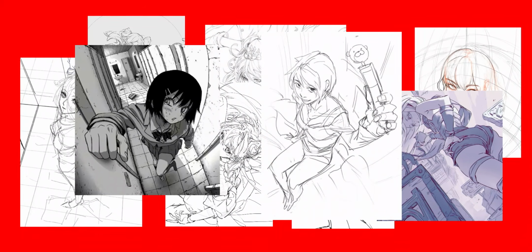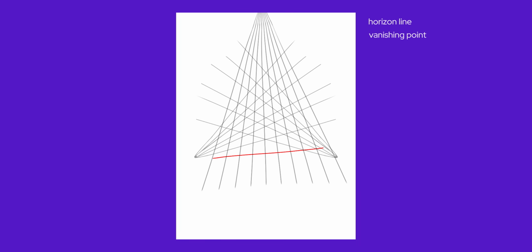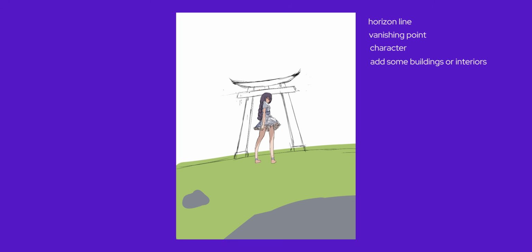By learning those perspectives, you can draw a character in the scene by combining the guidelines with the vanishing point. Start with the horizon line, then the 3-point perspective, and then we will draw the character based on the lines that we have created. If we do it right, it will probably look like this. Then we can add some interiors or buildings around it, and now we have it.